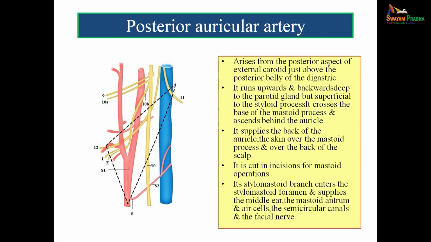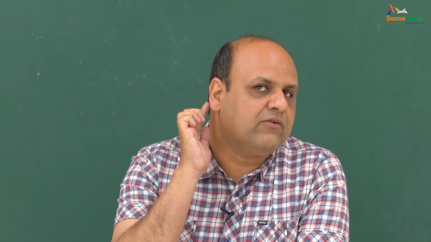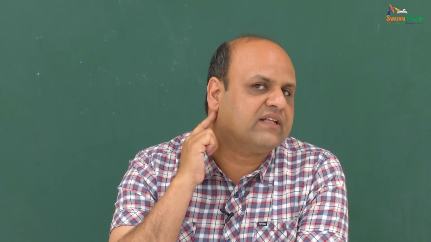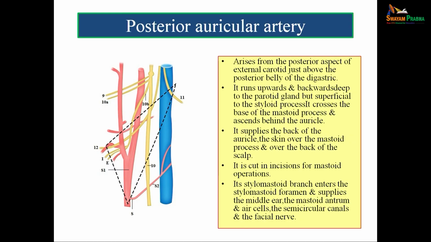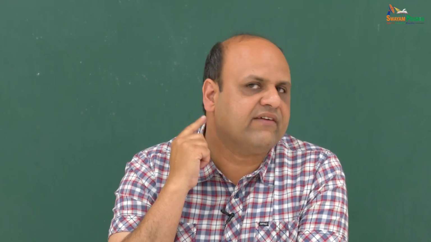So the posterior auricular artery then passes behind the auricle. It supplies the back of the auricle and skin over the mastoid process and over the back of the scalp. So since it is lying here, it is going to supply the back of the auricle, skin over the back of the scalp and over the mastoid process. It is cut in incisions for mastoid operations. Because of its location here, it needs to be cut whenever mastoid operations are to be done.